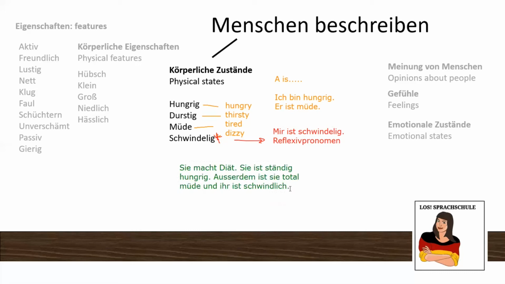I gave you some sentences to have it all covered almost. Let's read it together. Sie macht Diät. Sie ist ständig hungrig. Außerdem ist sie total müde und ihr ist schwindlig. I translate, she makes a diet. We don't need to say a diet, it's a general sentence. She's always hungry, ständig, always. Außerdem, besides, she is totally tired and she's dizzy. Ihr ist, the mir becomes ihr. This is the reflexive pronouns I talked about before.